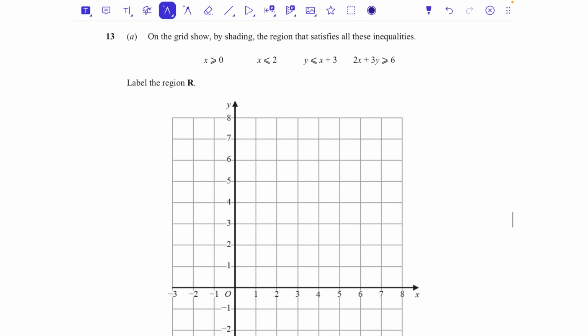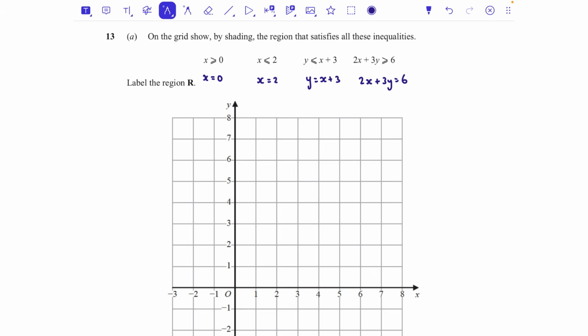Question number 13, and we've got inequalities on a graph. So on the grid, show by shading the region that satisfies all of these inequalities. Now when we're doing this, we want to draw where it's equal to, and then we'll worry about which side to shade afterwards. So I want to draw all of these lines.